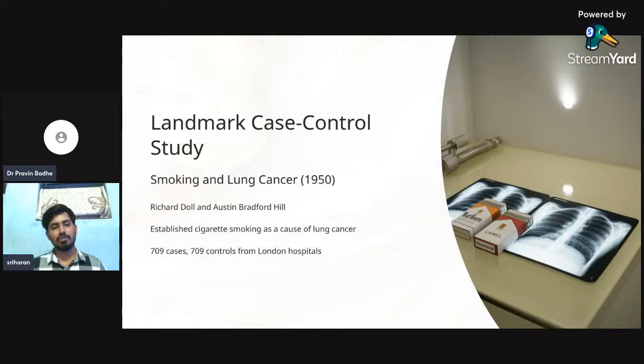One important thing we want to say: while selecting the cases and controls, they should be in equal numbers. Not 700 and 600, it should be in an equal manner.